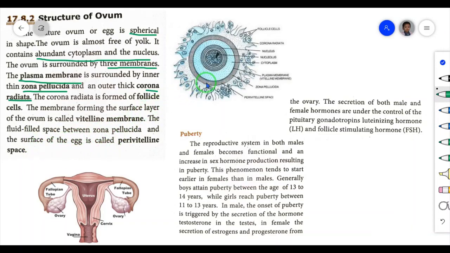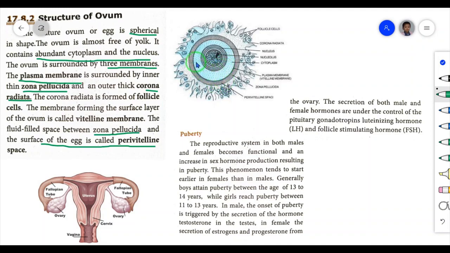The fluid filled space between the zona pellucida and the surface of the egg is called the perivitelline space. So where is the perivitelline space? This region is the perivitelline space. Between the zona pellucida and the surface of the egg, that space is known as the perivitelline space.